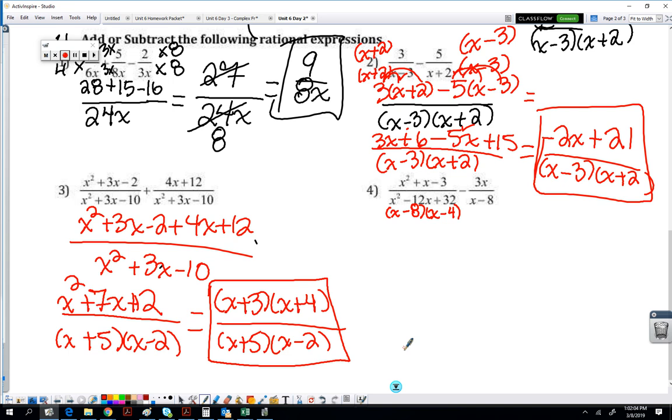And now what we have to do is, whenever you add or subtract, you've got to find your LCD. So we're going to start off with what they have in common. They have an x minus 8 in common. And now, do they have anything else? No. So you just bring along the rest. So that is your LCD.